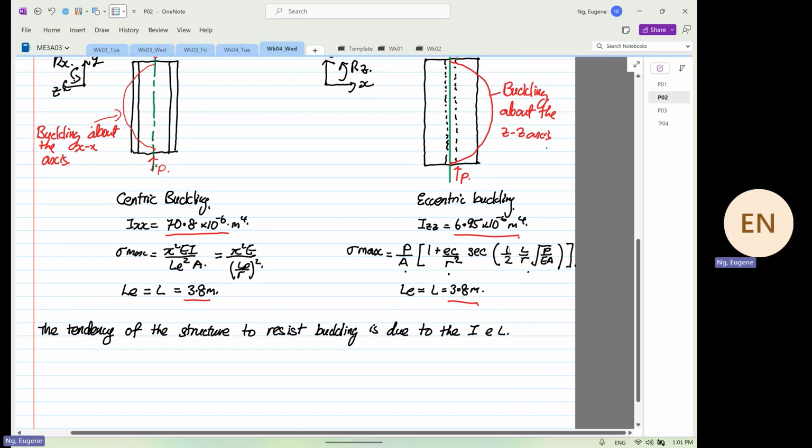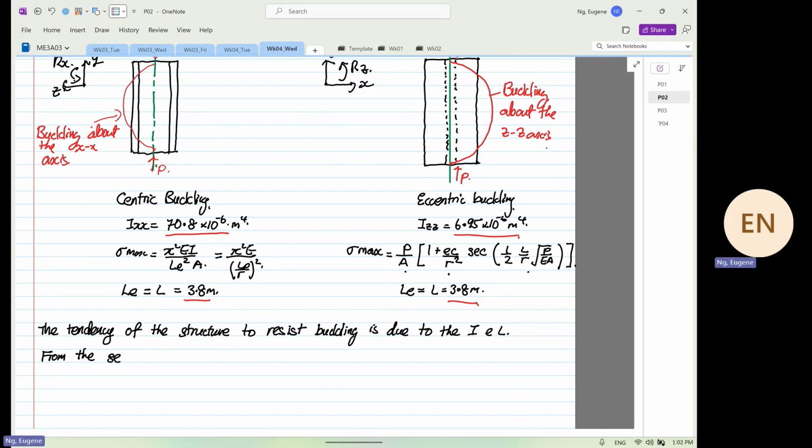Buckling, so from the second moment of area, IZZ is less than what? IXX. So therefore, buckling will occur about the what? ZZ axis. Yes.